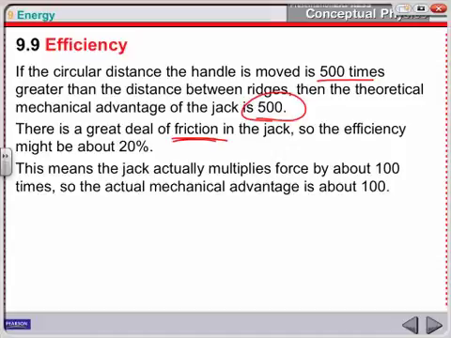I know in our Principles of Engineering class we've talked about the mechanical advantage of screws being very, very high. But the efficiency of screws is very, very low because you just don't get much out of it. So you use them because I need to multiply a lot of force, but I lose a lot to friction because of that.